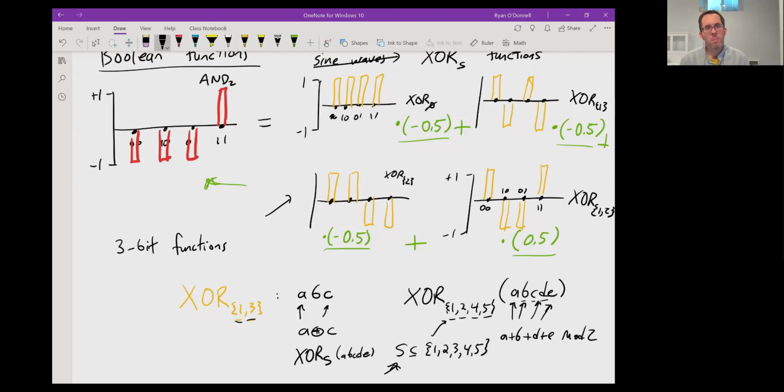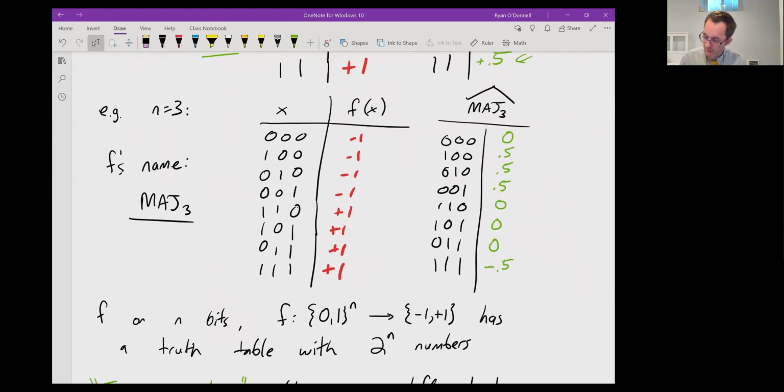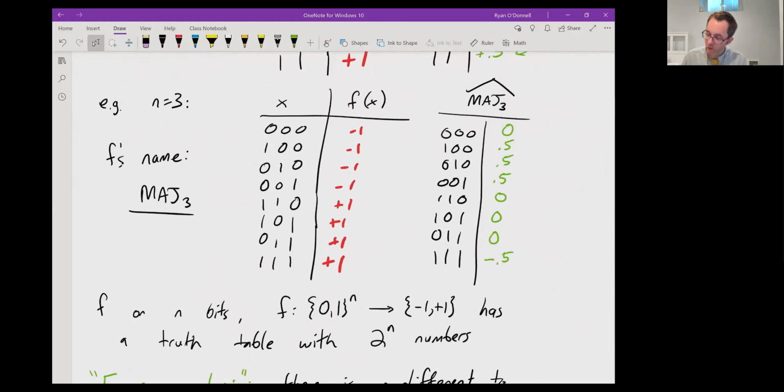But if you didn't quite follow that, don't worry too much. Let me just assure you that if you're talking about 3-bit functions, and you want to do Fourier analysis for 3-bit functions, like the majority function, there are 8 special functions, these 8 different orange XOR functions. And Fourier analysis is all about trying to express the function that you care about, this red truth table, as combinations of the special XOR functions with different weights or intensities.